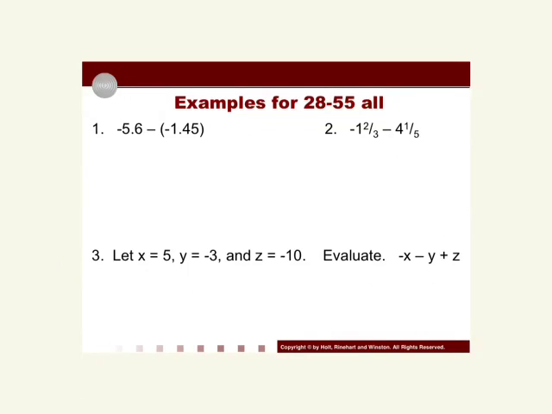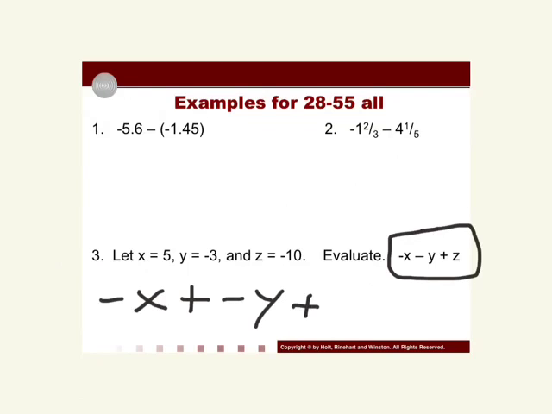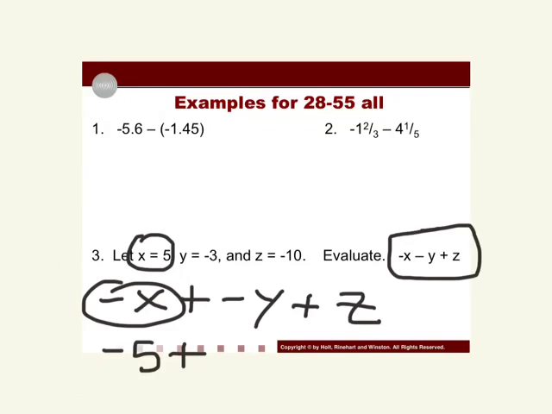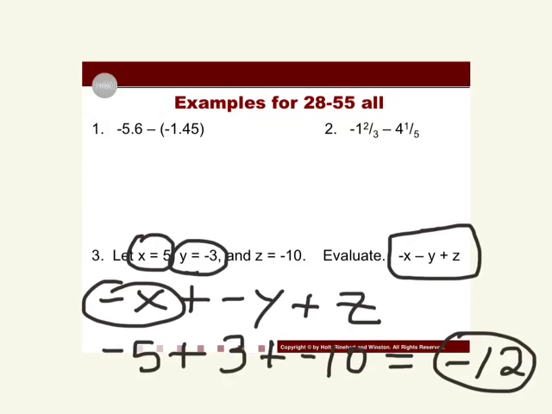So now, we're asked to evaluate this expression. And sometimes the easiest thing to do is to go through and just make it plus a negative. So I'm going to keep, change, then we have this. And now, x is equal to 5, but they want us to do the opposite of x, so that would be a negative 5. Plus, y is a negative 3, but we want the opposite of y, so that would be a positive 3, plus z, and z is a negative 10. And now we just add. Negative 5 plus 3 is negative 2, plus negative 10 would be a negative 12. And that's evaluating using integers and adding and subtracting.